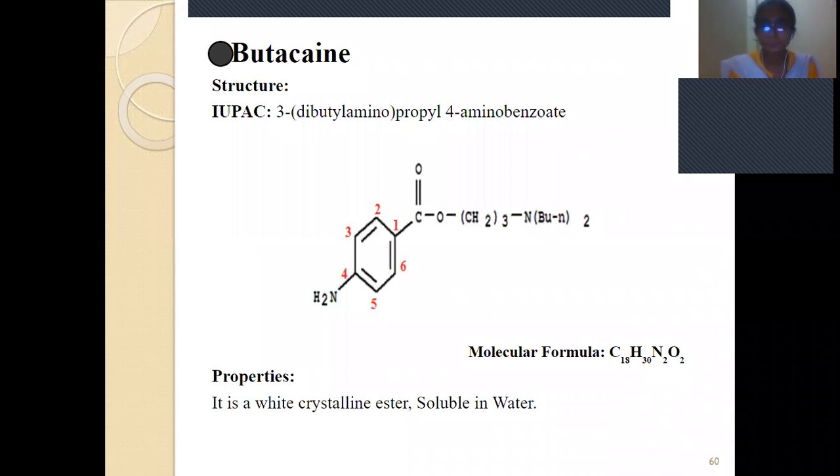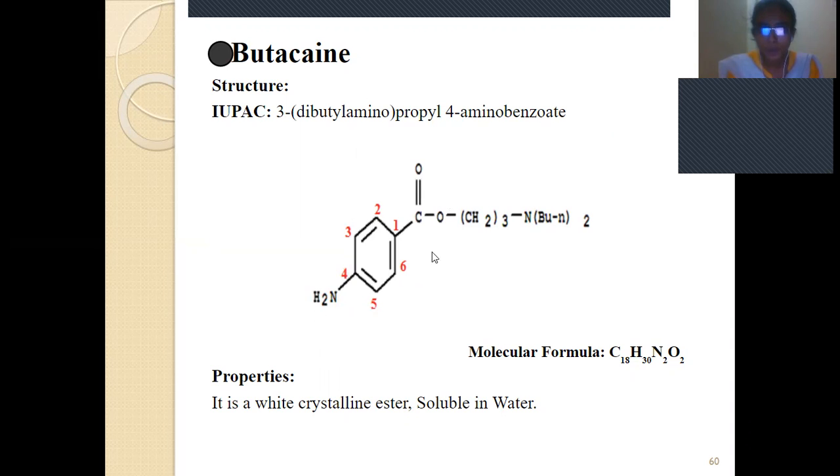Next, butyrkine. This is the structure, and if you see the IUPAC name, 3-dibutylamino propyl 4-amino benzoate. See here, 3-dibutylamino propyl 4-amino benzoate. If you see the structure here, this is the benzoate structure.